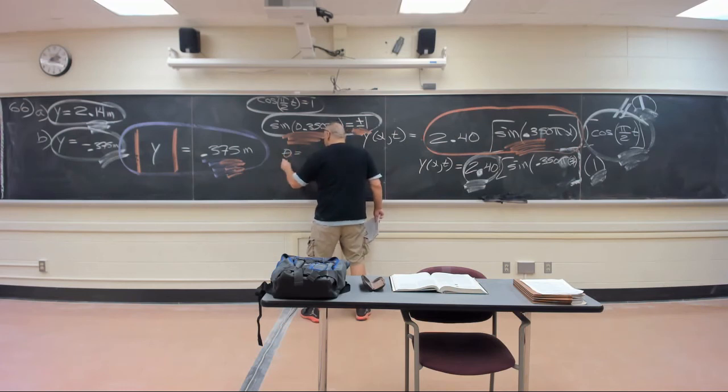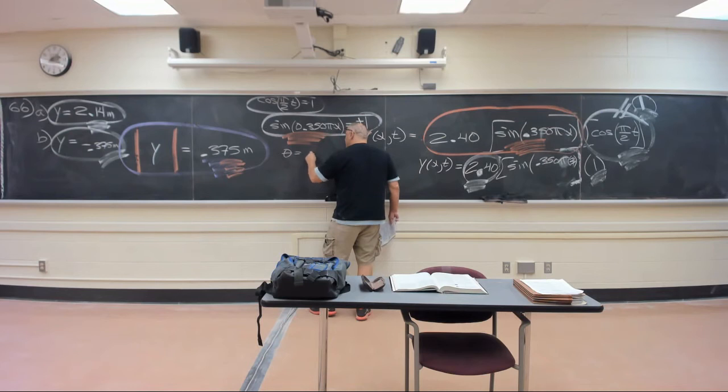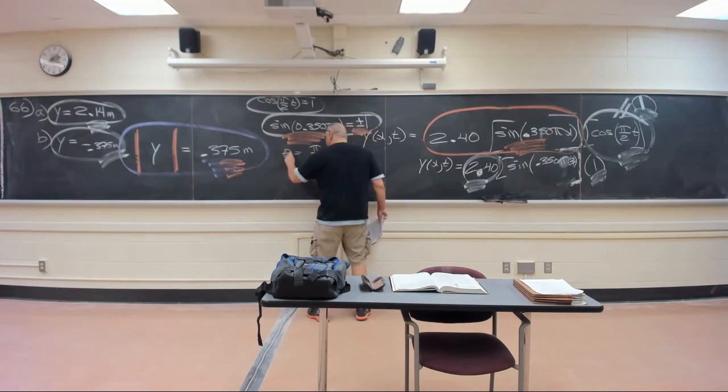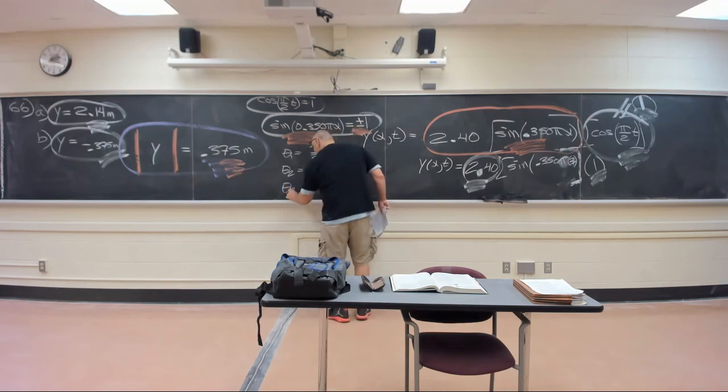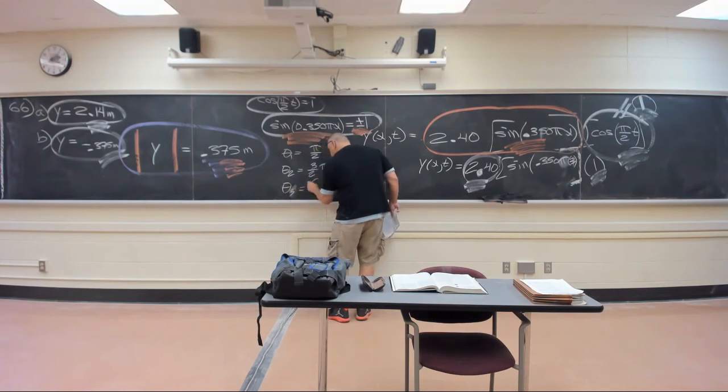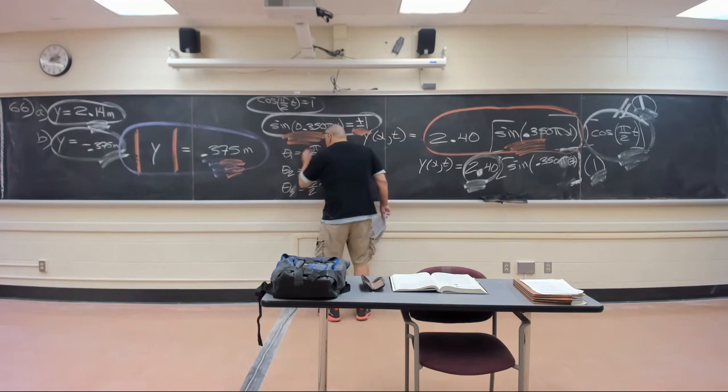Theta has got to be pi over 2. Let's say theta 1, if you allow me to say it. Theta 2 is going to be 3/2 pi. Yeah, not so fast. This is true. This is true.